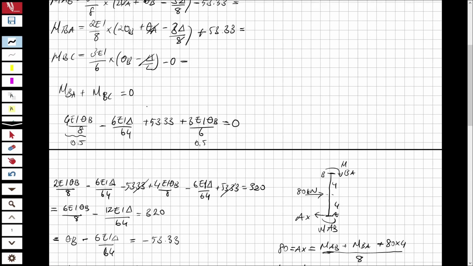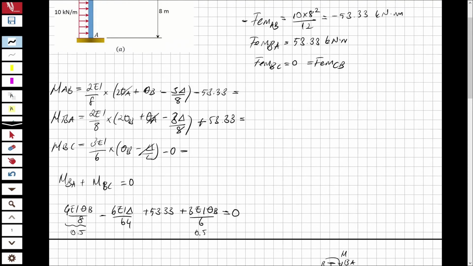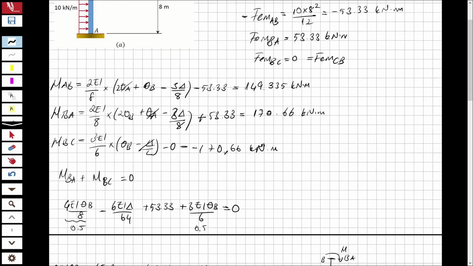I'm going to write them in their own places and determine the moments. The moments will be 149.335 kilonewton meter, and for the bottom, for BA, that will be 17.66 kilonewton meter, and also for BC that will be minus 17.66 kilonewton meter. Sorry. So now you can see I have the moments.